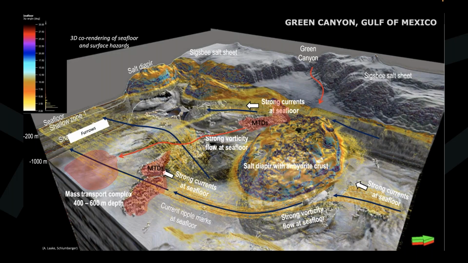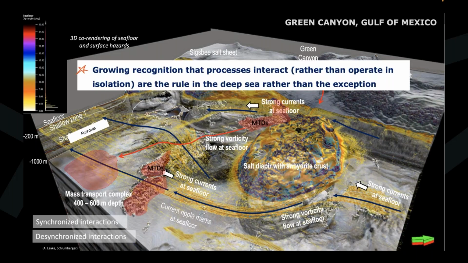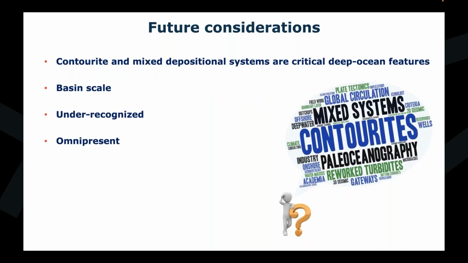So this is to remember, Sarah said, when the processes are not related. Sometimes the interaction of these processes is desynchronized, like here in the Gulf of Mexico in this example, but other times they are synchronized. And I think today there is a growing recognition that processes interact in the whole deep sea. So the common situation is the interaction of processes most of the time. That is why the sedimentary record is complex.